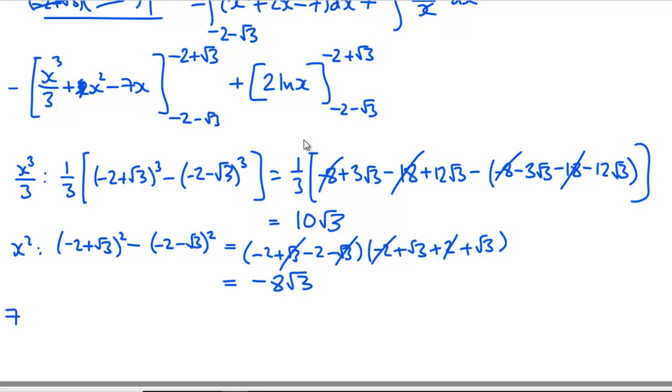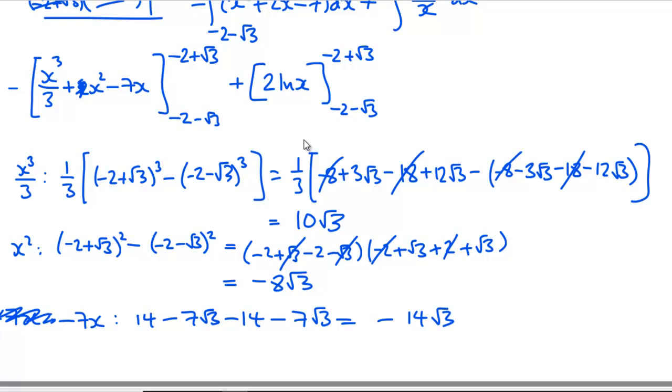Then what we got left, the minus 7x one. That might have dropped off the screen, but let's move it in a little bit. The minus 7x term is going to be 14 minus 7 root 3 minus 14 minus 7 root 3, which is minus 14 root 3. So all in all for that, we've got 10 minus 22 root 3, so that's minus 12 root 3, and we got the minus sign. So we add all of that up and we got 12 root 3.